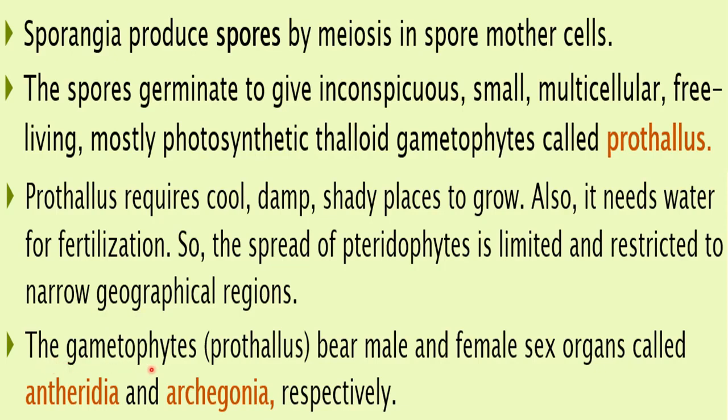After that, the gametophytes. What are gametophytes? Prothallus. So this gametophyte bears male and female sex organs. That is the same thing that was with the bryophytes, that the gametophyte structure bears the sex organs. So here also the gametophyte bears male and female sex organs. The male sex organ is called antheridia and the female sex organ is called archegonia. So this is similar to what was in the bryophytes. You need to learn these things only one time: antheridia male sex organ and archegonia female sex organ, in both the pteridophytes and the bryophytes.